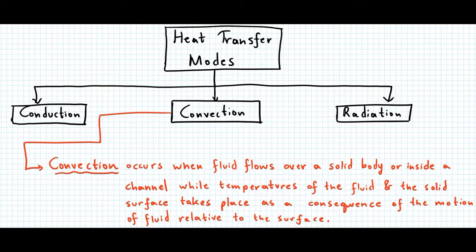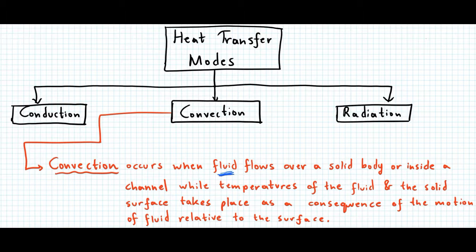So, reading the definition, convection occurs when a fluid flows over a solid body or inside a channel, while temperatures of the fluid and the solid surface differ, and heat transfer takes place as a consequence of the motion of fluid relative to the surface. So, key thing to note here is, when it says fluid, this doesn't necessarily imply just a liquid. A gas can also qualify as a fluid.